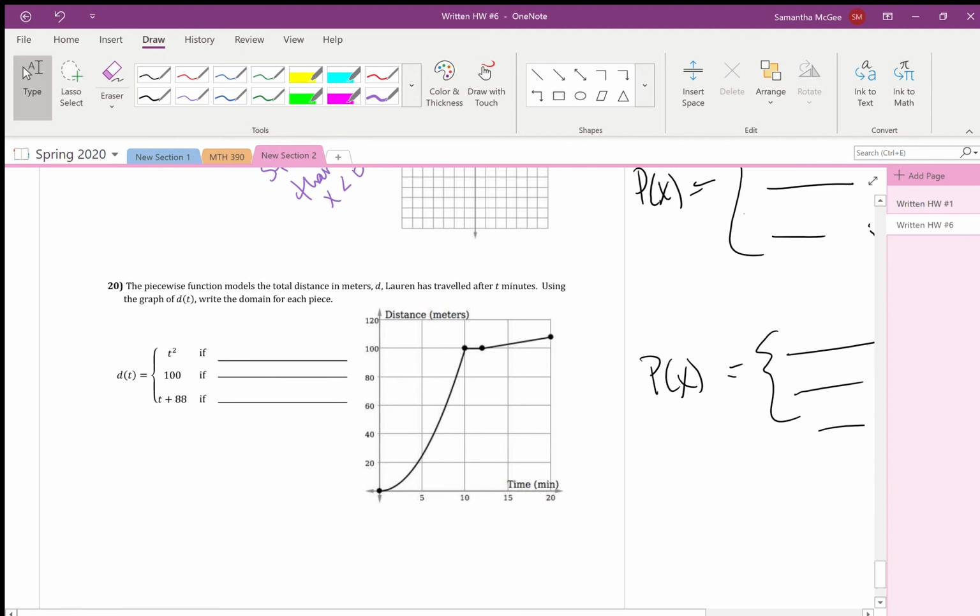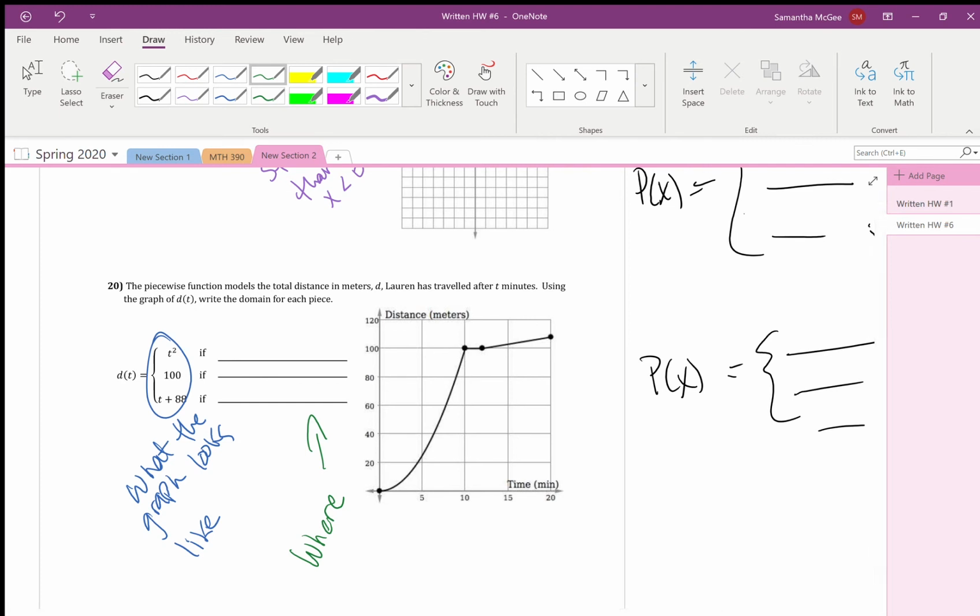it's going to be that similar idea, right? This tells us what the graph looks like. And this tells us where the graph looks like that. So, looking at my graph, I can see that I have this parabola whenever our input is in that interval.